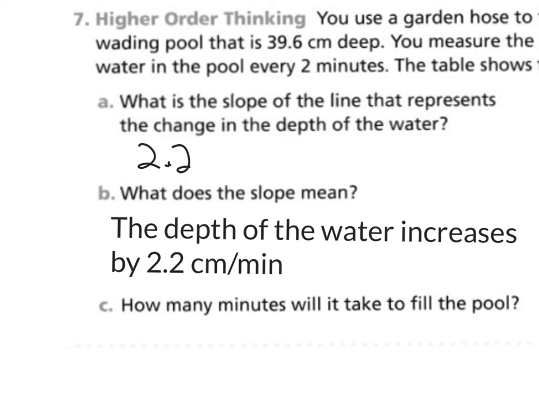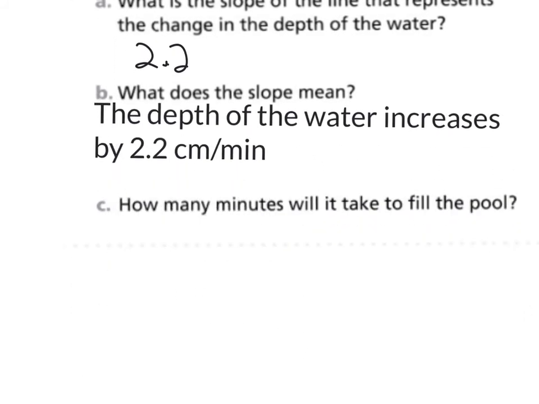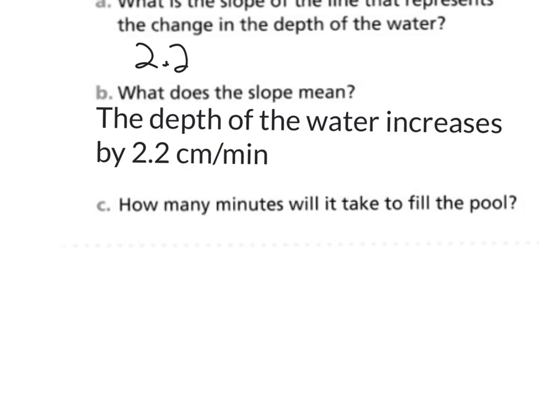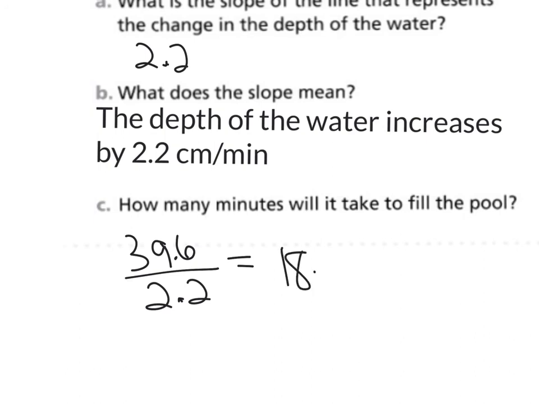Okay, and then part C, how many minutes will it take to fill the pool? There are different ways we could do this, an easier way or a harder way. The easier way would be to say 39.6 centimeters is the depth of the pool, and we're going up 2.2 centimeters every minute. If we divide, that'll tell us how many minutes it'll take to fill up the pool, and so that would be 18 minutes.